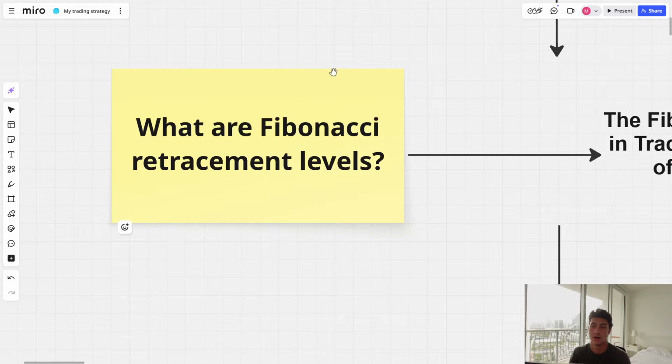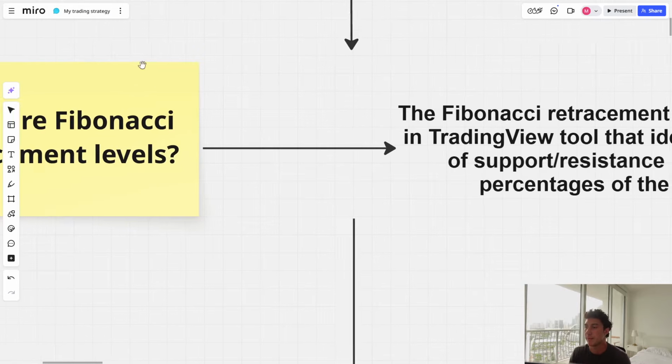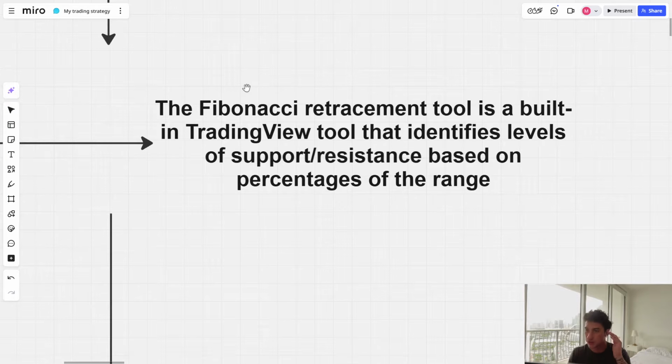So what are Fibonacci retracement levels? If you're a new trader, you might not know. Well, the Fibonacci retracement tool is a built-in TradingView tool that identifies potential levels of support and resistance based on percentages of a given range, right? So if you have, let's say, a swing low and a swing high, the Fibonacci retracement tool measures different percentages of that range. So you have the 50%, maybe the 61.8%, maybe the 26% kind of near the top, etc. So these levels in theory act as support and resistance levels where price usually reacts from.